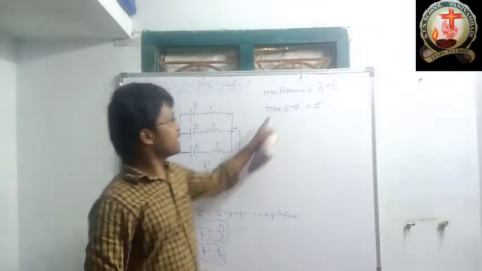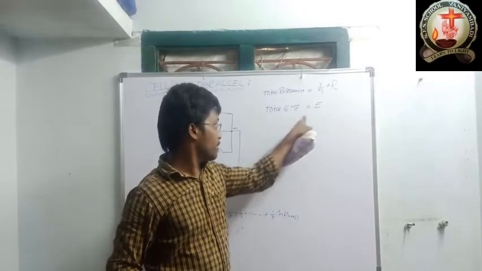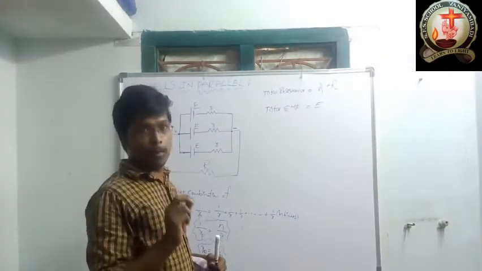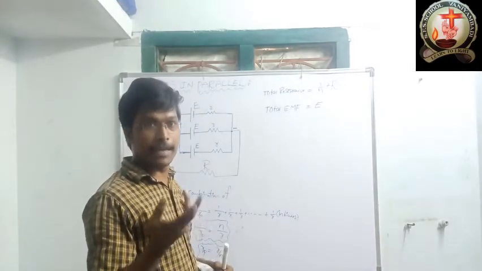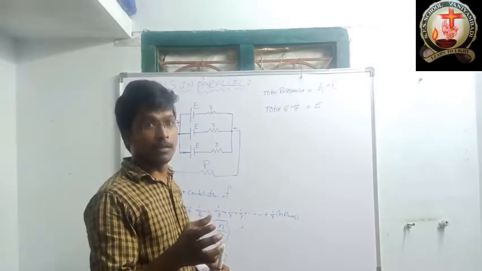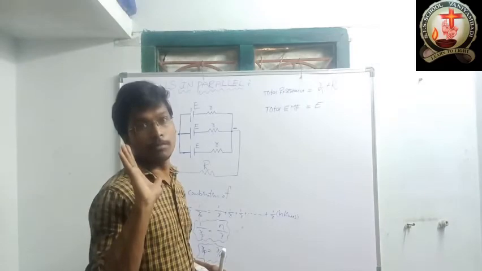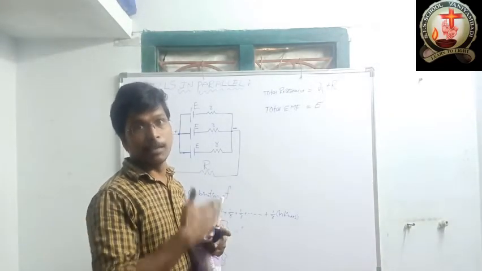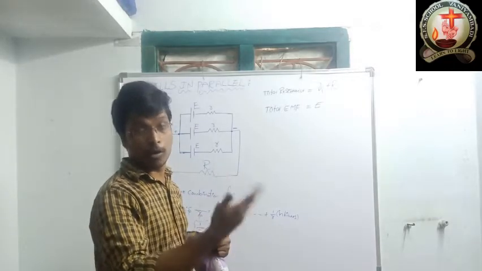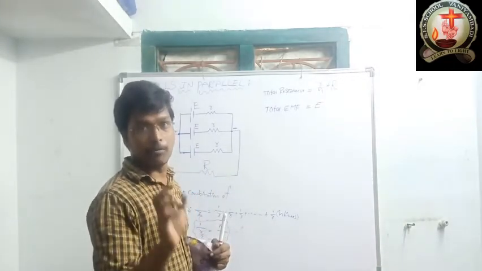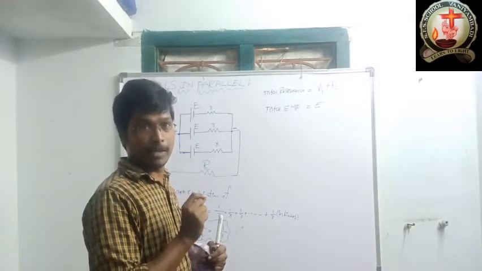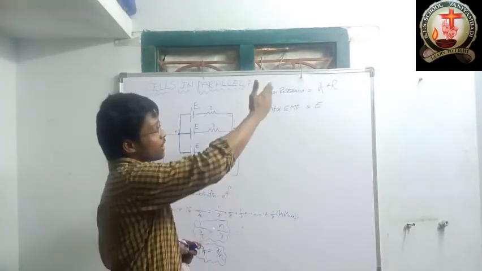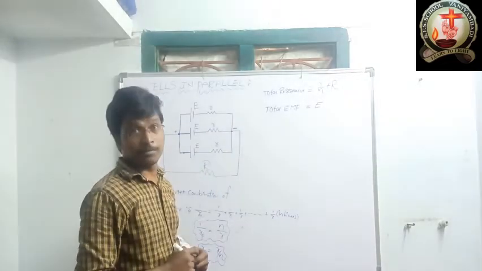So the total resistance in the circuit is this one, and the total EMF in the circuit is E. You can remember this point: however many cells are connected in a parallel format, the EMF is E only. We can't add E plus E is 2E, 2E plus E is 3E like that, and so on. We can't take NE. We take only E in the parallel format. So remember these 2 points: this is the total resistance, and this is the total EMF.